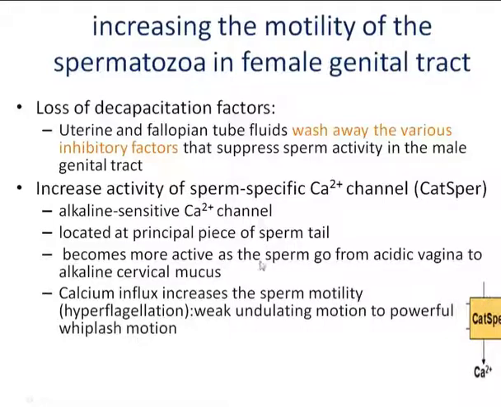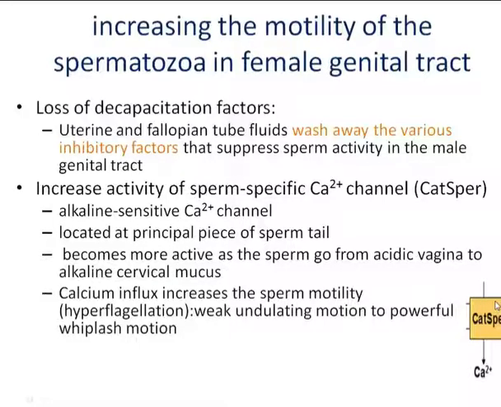It is the movement of the sperm from the acidic vagina to the alkaline cervical mucus. When the sperm moves from the acidic vagina to the alkaline cervical mucus, the pH changes from acidic to alkaline. This alkaline nature of the cervical mucus causes the activation of this CatSper calcium channel, which is present in the principal piece of the sperm tail, and calcium will get influxed.